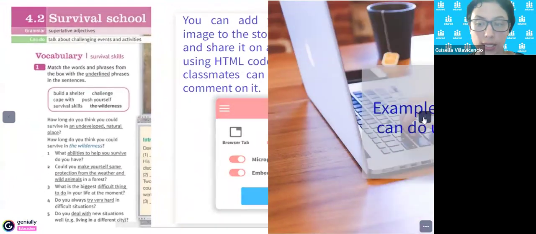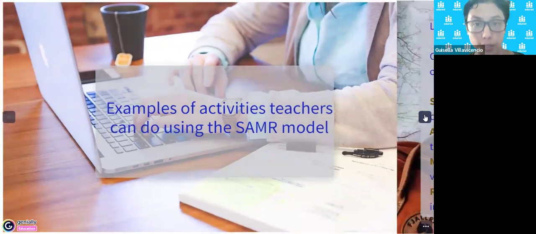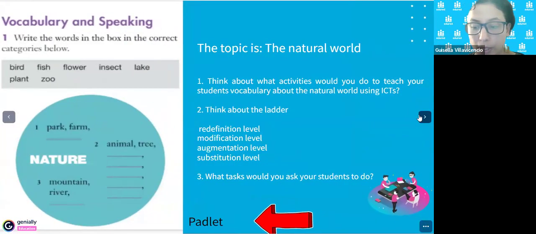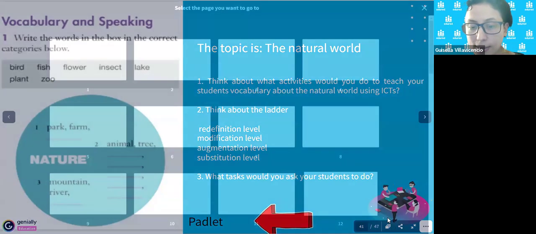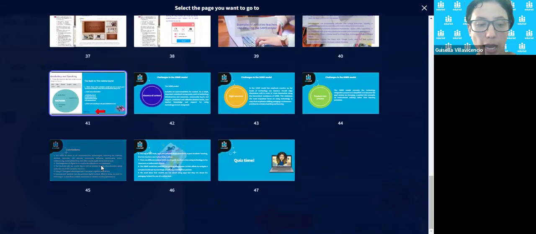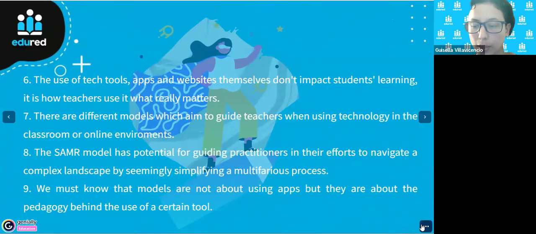We saw more examples of how teachers use the SAMR model, but also remember that we have to ask our students to use technology. They have to use technology too to create. They have to be prosumers, not just consumers. And well, this was the end. That was the last class. And we went directly to the conclusions of our last class.